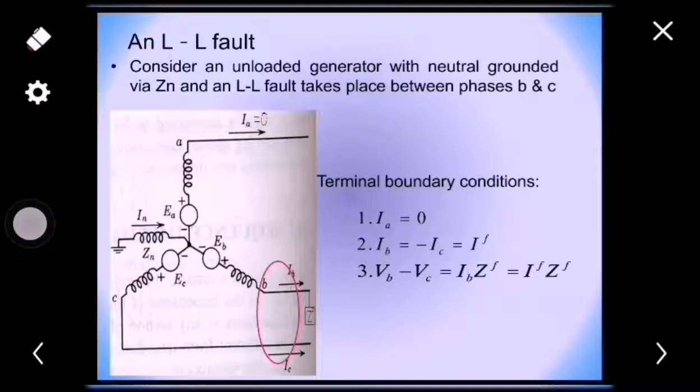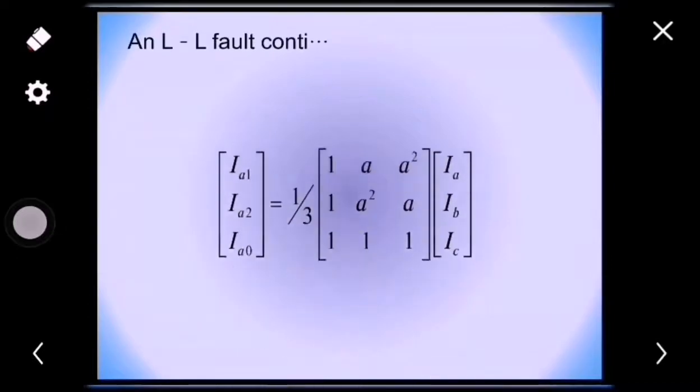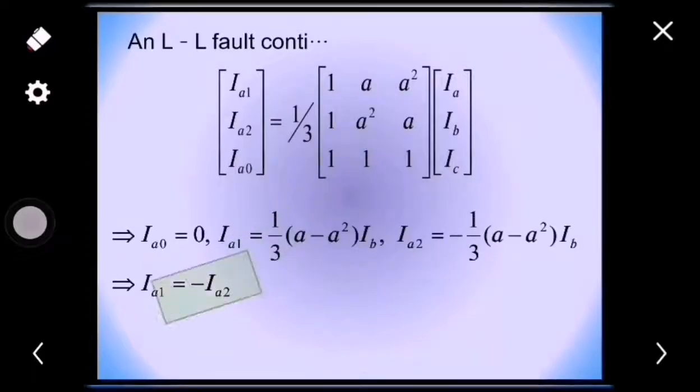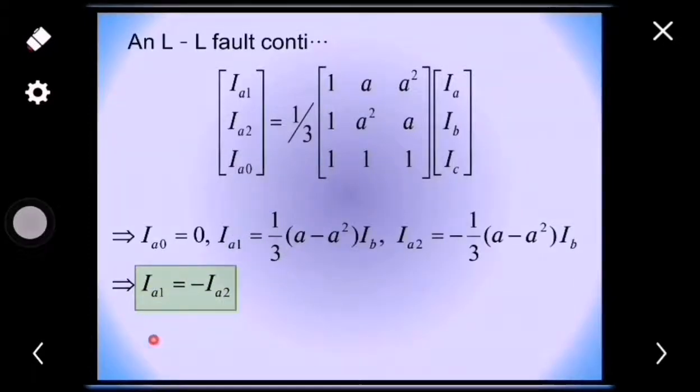Now let us use the symmetrical components to derive the further parameters. Let us use sequence components and the boundary conditions. Put IA equal to 0 and IC equal to minus IB. So definitely it will lead us to IA1 and IA2 being equal but opposite, and IA0 equal to 0. These two conditions, IA0 equal to 0 and IA1 equal to minus IA2, are big identities of an LL fault.